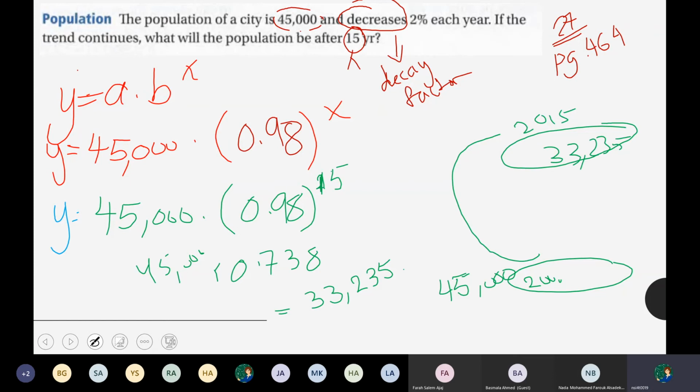In this city, they started from 45 and it will be 33. Which is greater, 45 or 33? 45. So it started from a big number, then it decreased to be 33. So this is an example of decay factor. Is it clear now, our lesson today?